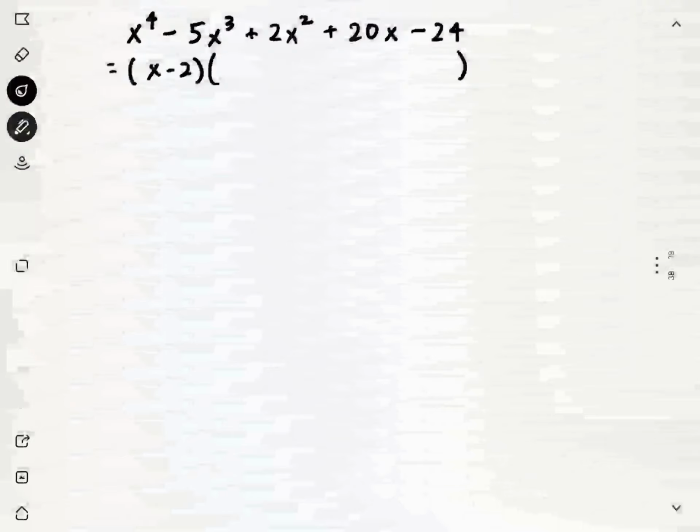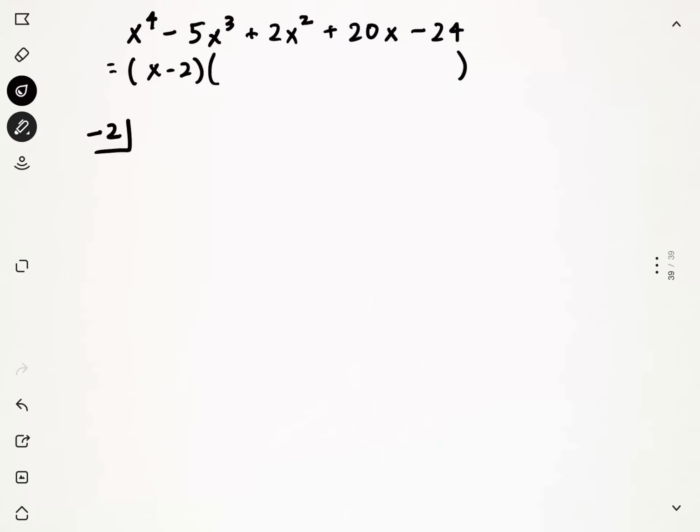Now that we have our degree 4 polynomial, we found one of the factors. We want to figure out what's left in this big bracket right here, which is going to be a degree 3 polynomial. If you have degree 4 divided by degree 1, you should be left with a degree 3 polynomial. But what are the actual numbers involved with that? That's where synthetic division comes into play. So let's do some synthetic division.